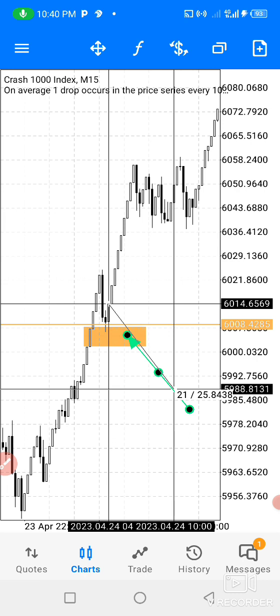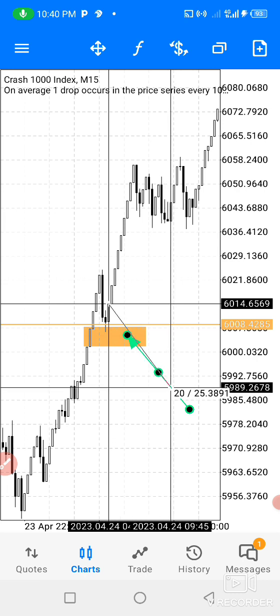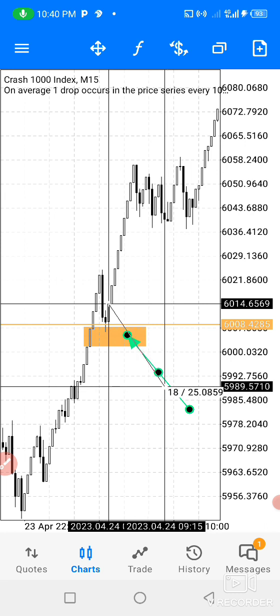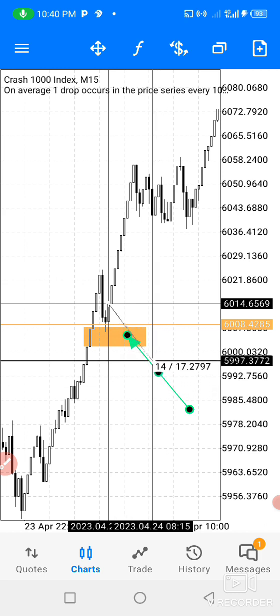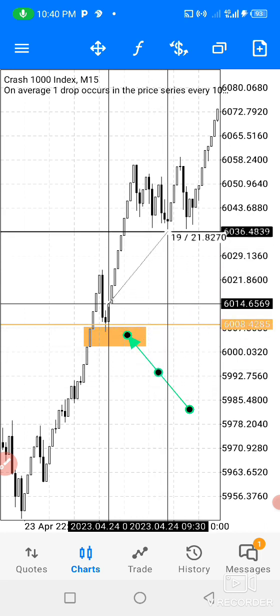If you are trading boom, 50 to 55 will be cool. And then if you are trading crash 300, 100 to 120 will be cool. The aim is to make profit and not to hit your stop loss.